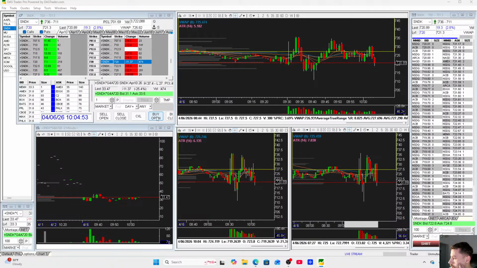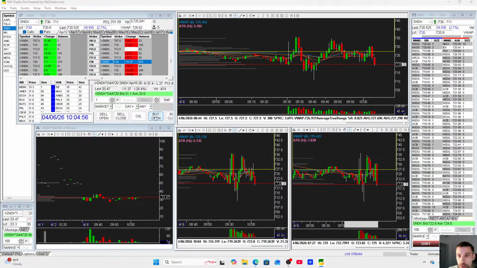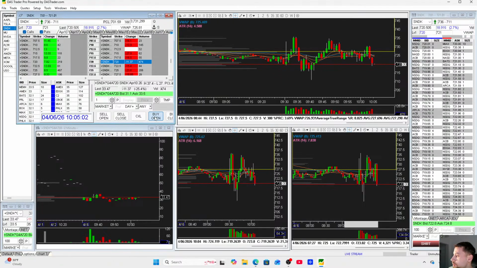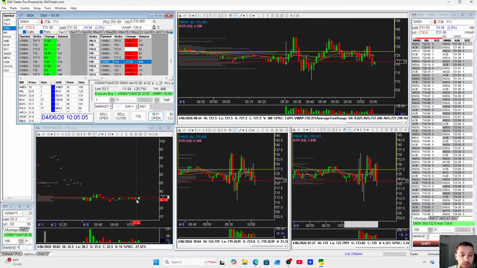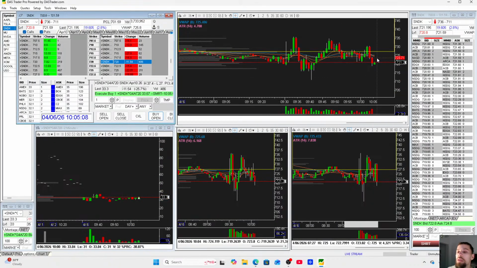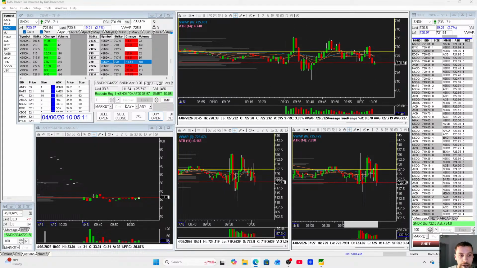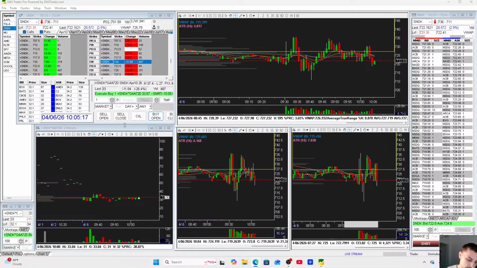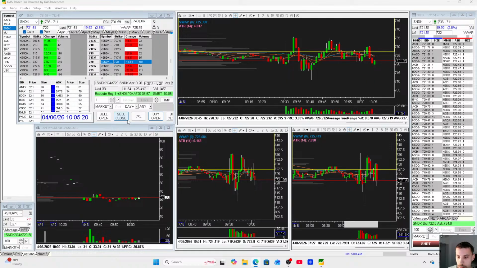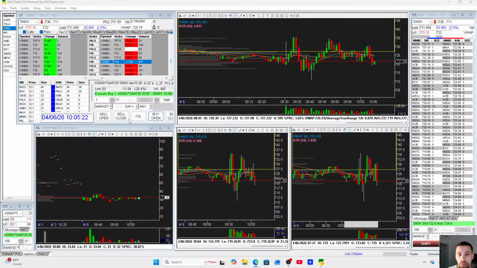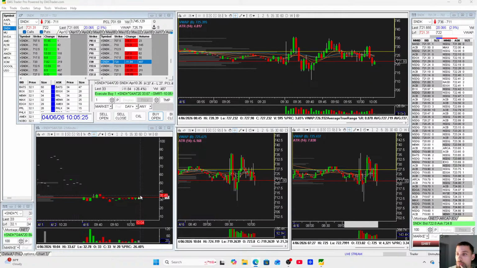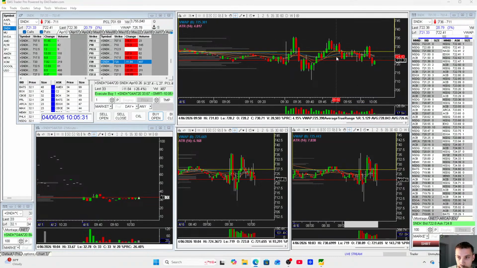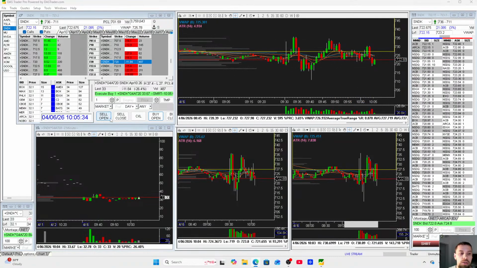See how this closes. I think I'll take one contract to the downside. Some long puts, just one contract. I want to see if this is going to go down. SPY and Qs had a big pullback candle, so a little bit extended from VWAP in the box.